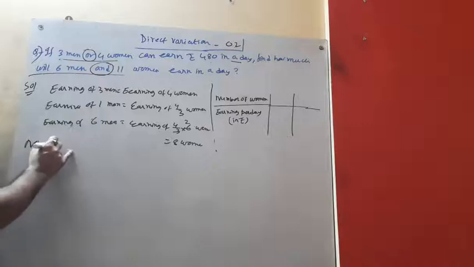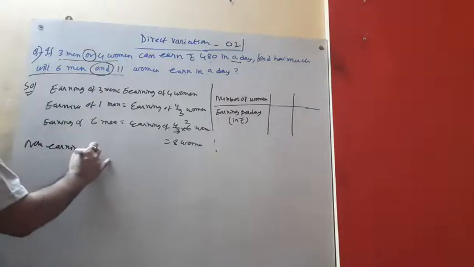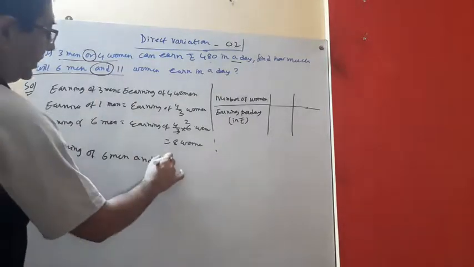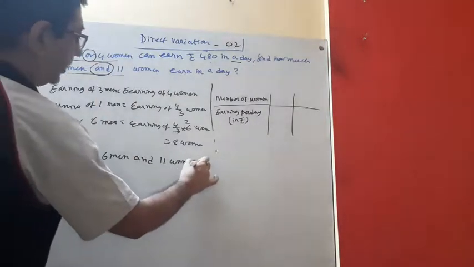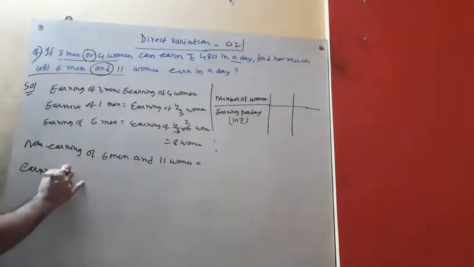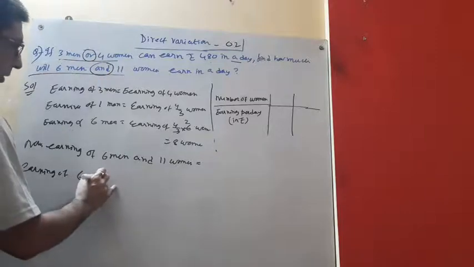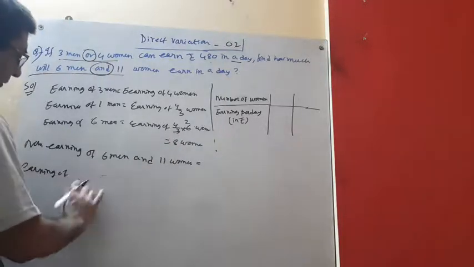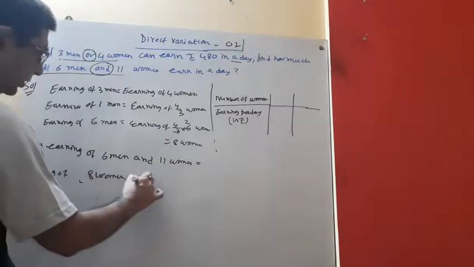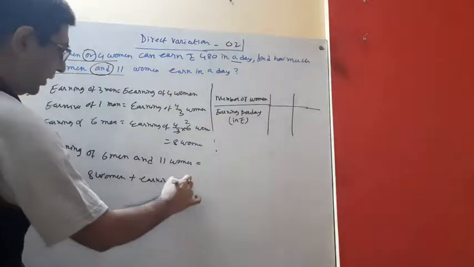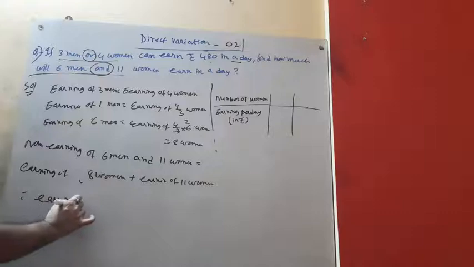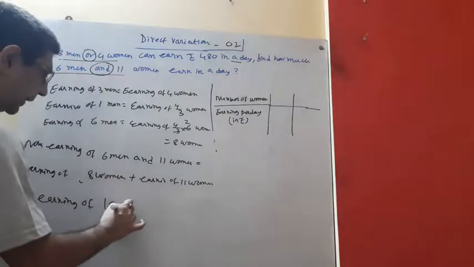Now, earning of 6 men and 11 women equal to earning of 6 men, 6 men is 8 women, 8 women plus earning of 11 women. That is equal to earning of 19 women.